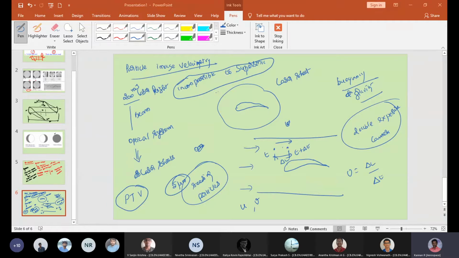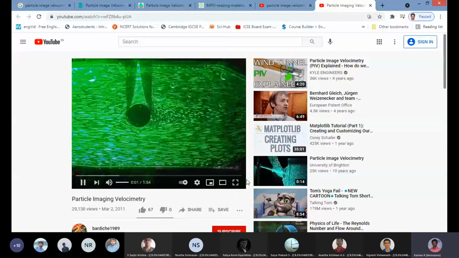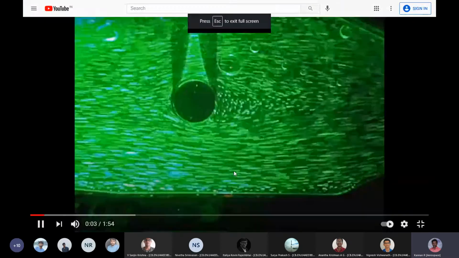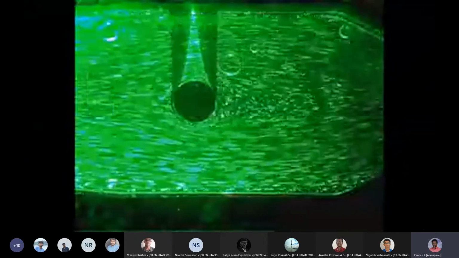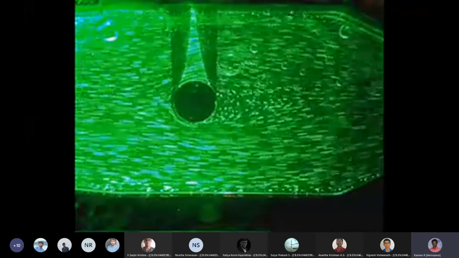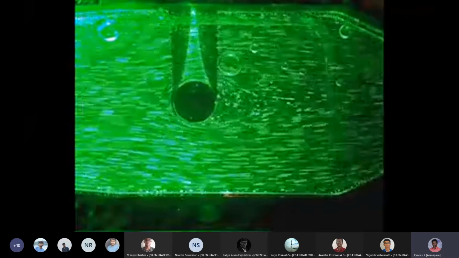If you want, I can show you the images, a video file. You can see how it is. They are going to illuminate the flow field and capture the motion. For a particular region of interest, they are going to have a one-to-one correlation, and they can get your velocity. This is a continuous flow field.